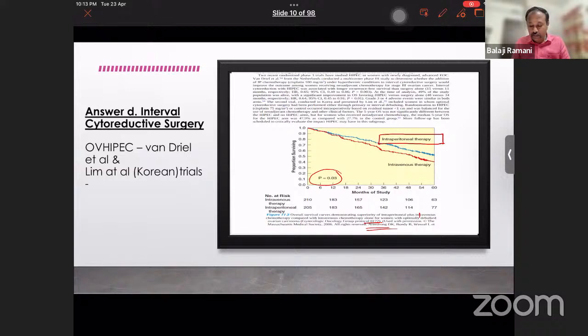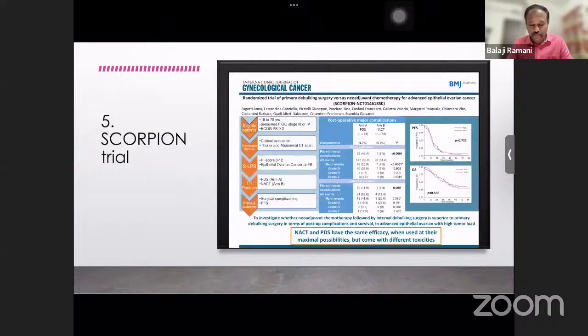So Armstrong trial, GOG 172 was the trial. So GOG 112, 172, 148, so many trials were there. All of them showed the benefit of IP chemo. The strongest trial was the Armstrong trial, GOG 172, that showed the benefit. So that I feel should be the way to go. If not, then at the time of surgery, you can give the intraperitoneal chemotherapy as well.